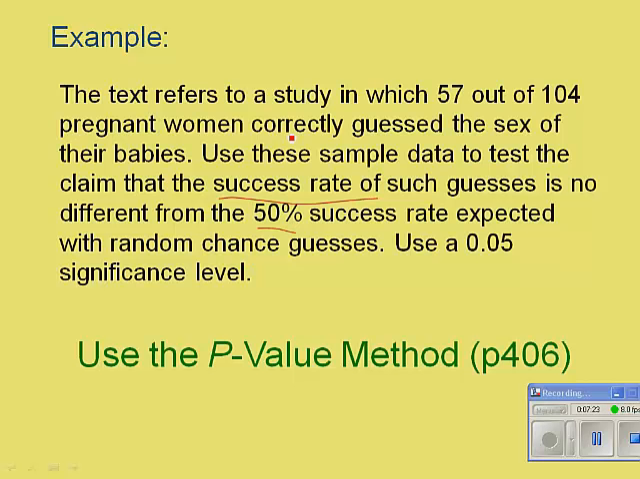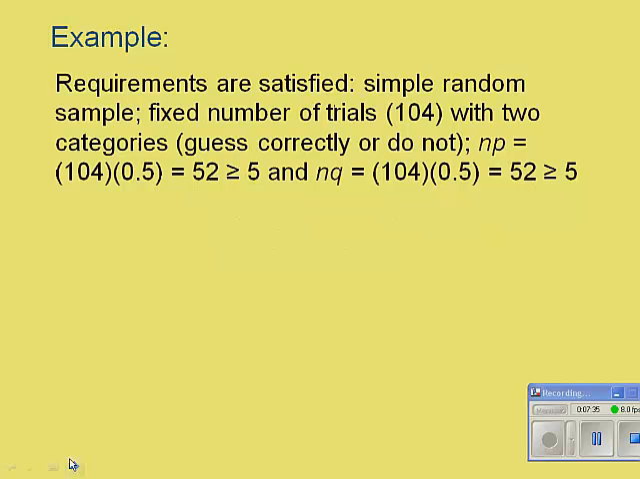Well, greater than 50%, right? And here they say, let's use a 0.05 alpha. Okay, and they want us to use the p-value method. All right, so let's go through how this works just very quickly. I'm not going to do everything.